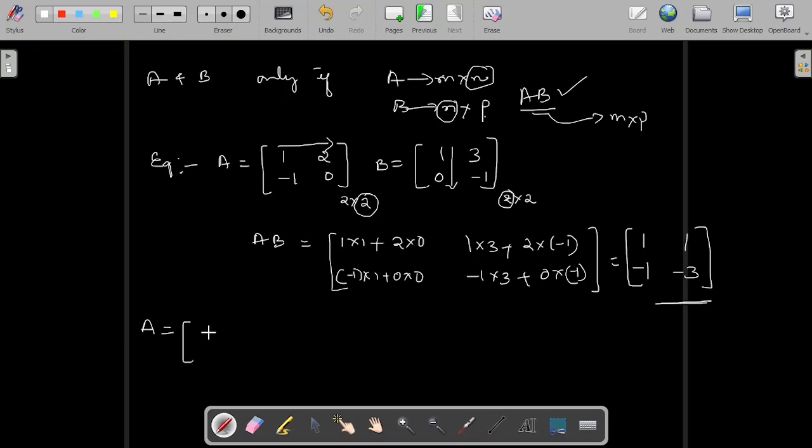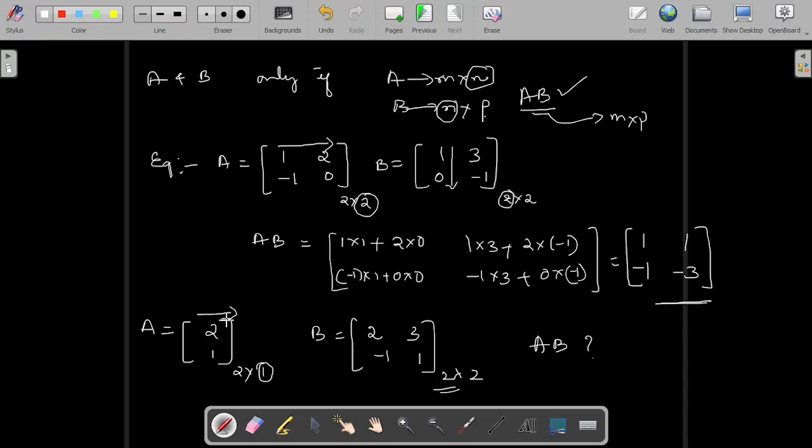Now I'll give you one more matrix, that is 2 1, and it is of order 2 by 1, and B is of order 2 3 minus 1 1. This is of order 2 by 2. Can you define AB? So in this case AB is not defined because number of columns of the first matrix is not equal to number of rows of the second matrix. So here first row and first column if you take, there is only one element, you see. First element first. Second element extra, there is no second element here, hence AB is not defined.